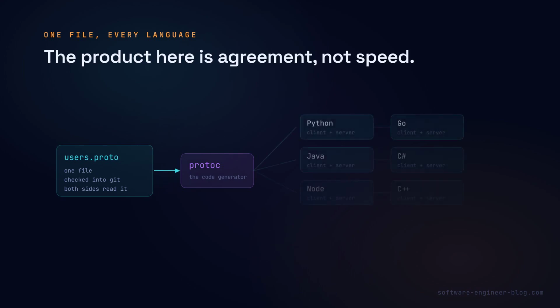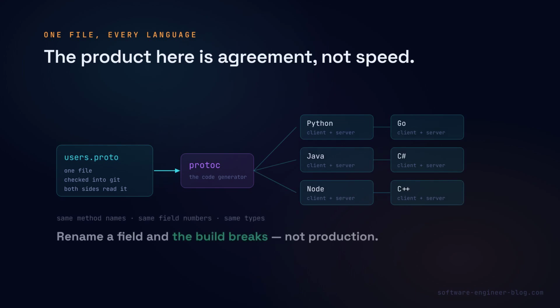So if somebody renames a field on Tuesday afternoon, your build breaks on Tuesday afternoon, not at 3 in the morning in production in a log that nobody is reading. That is the real product here, not speed, agreement.